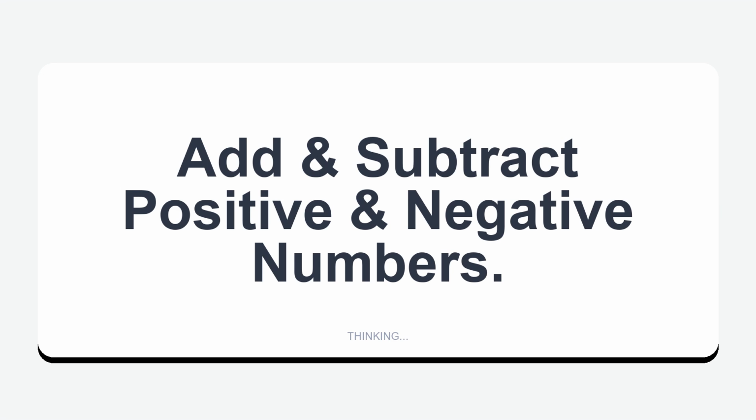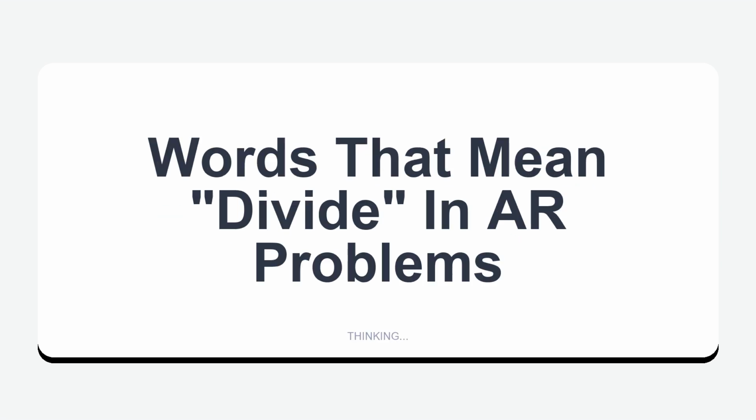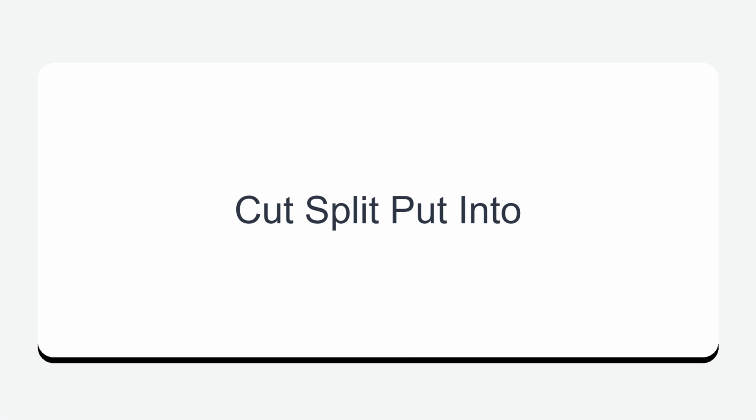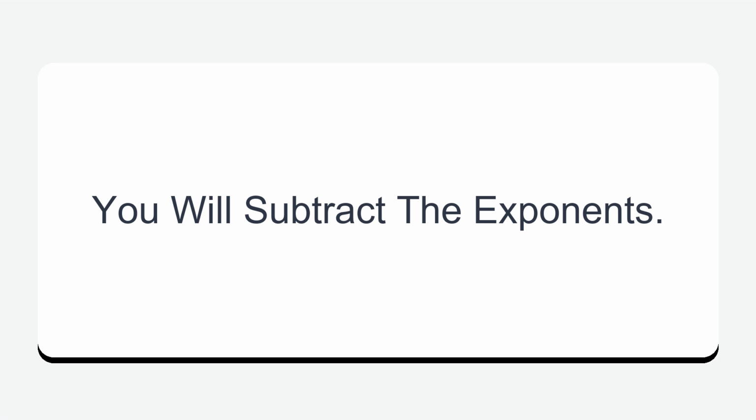Add and subtract positive and negative numbers. 1. Subtract the small number from the big number. 2. Then take the sign of the big number. Words that mean divide in AR problems: cut, split, put into. When you divide a letter with itself, you will subtract the exponents.